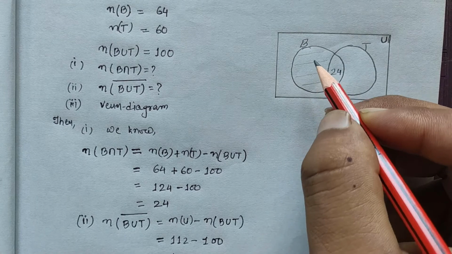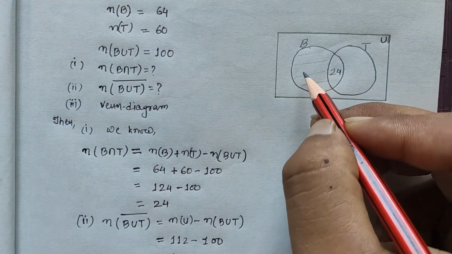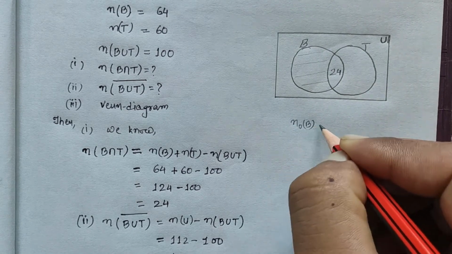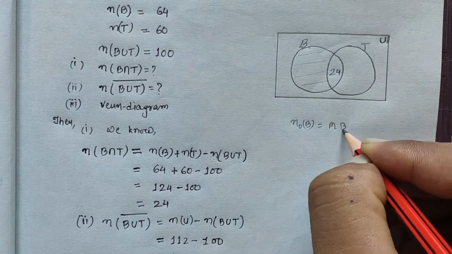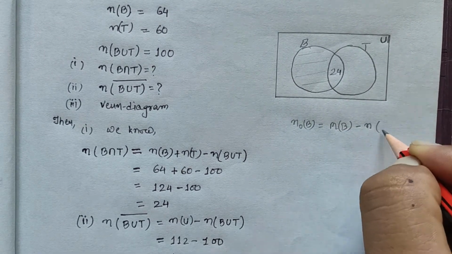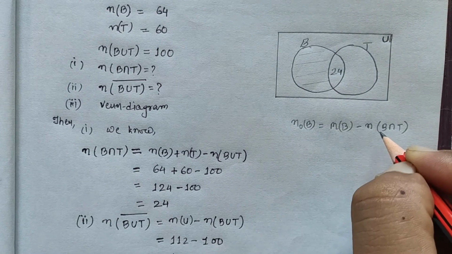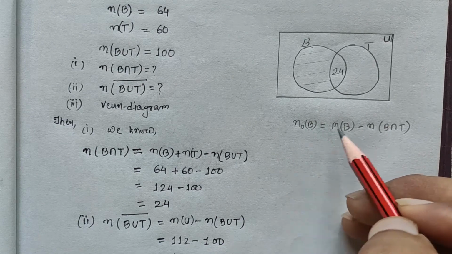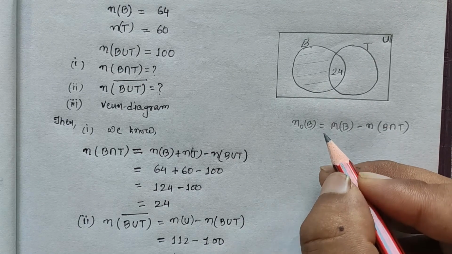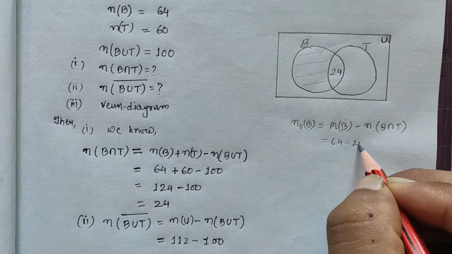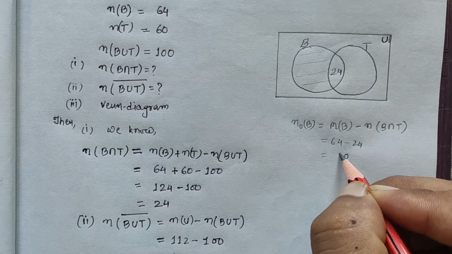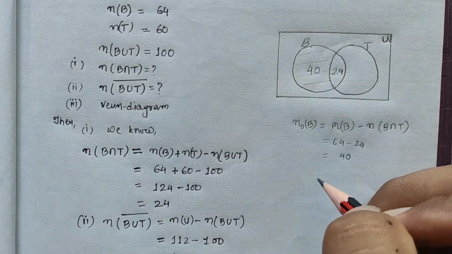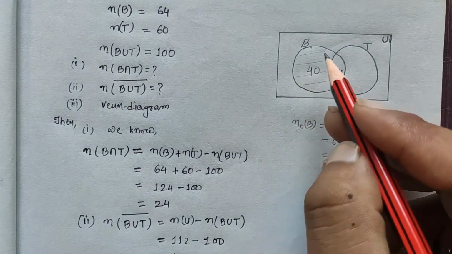This part is only B. Here n(B) is 64, then how much is only B? How can you find it? Only B is n(B) minus n(B intersection T). You don't have to show this, I am just showing it here to explain it. You can directly write here 64 minus 24. How much is it? It is 40. This part is 40. This shaded part is only B.